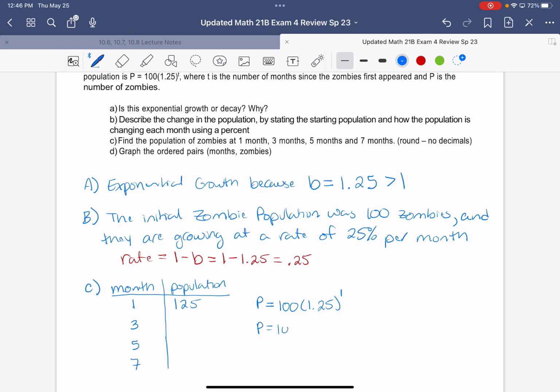And we do it again. P equals 100 times 1.25 to the power of 3. Plug that into your calculators. Rounding, no decimals, you should be getting 195. Let's do it again, this time with 5 for t. So P equals 100 times 1.25 to the power of 5. That is 305.